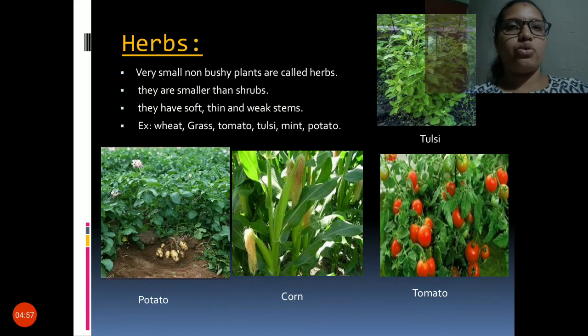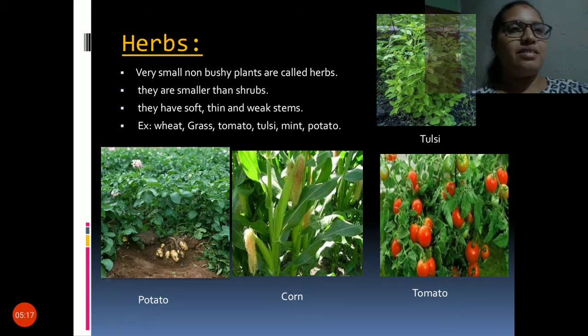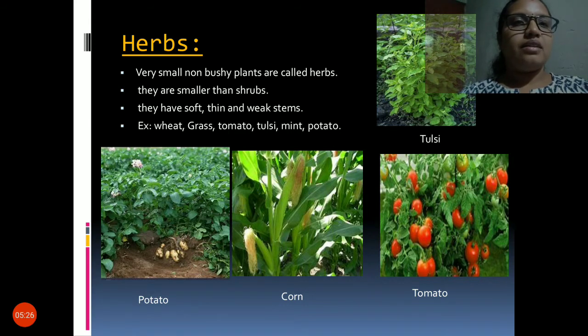You can observe, I have shown a few examples in a picture. Grass, you have seen the very thin stem, correct? Easily you can pluck it out. Grass, tomato, tulsi you can observe. Tulsi you might have observed in front of everybody's home. Mint also has a very thin stem. It will not spread more. Branches will be fewer. Wheat, corn, tomato, potato, chili. These are small plants with fewer branches and a thin stem. These we will call herbs.